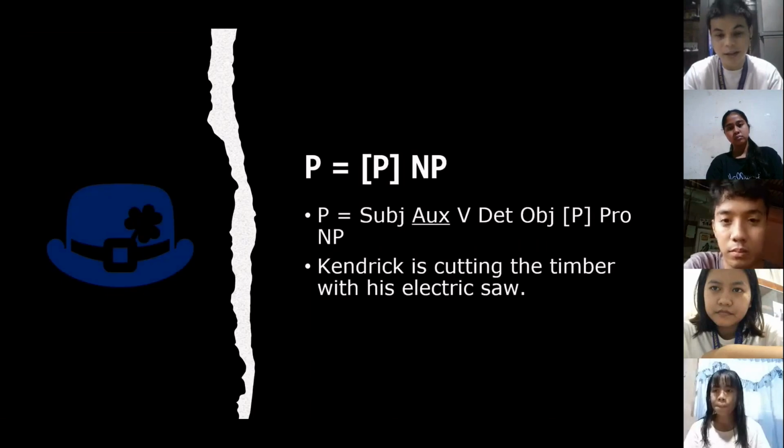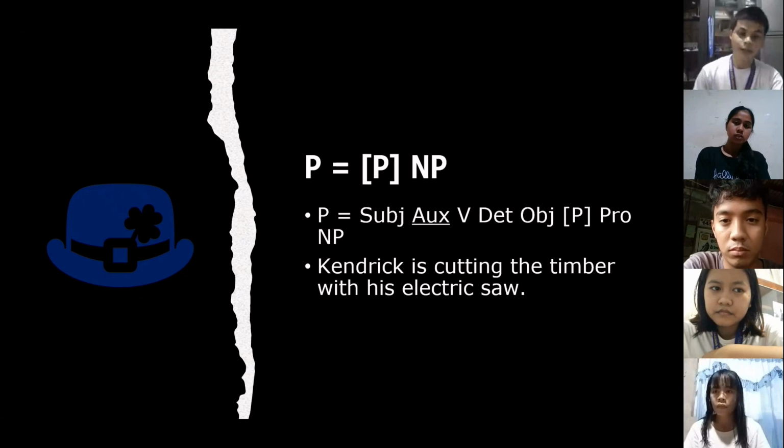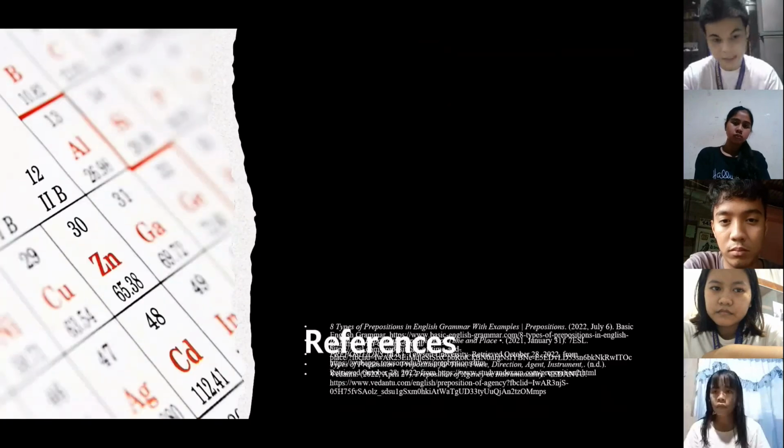Oh, there's another one. Kendrick is cutting the timber with his electric saw. Kendrick is your subject. Of course, is your auxiliary, your verb cutting, your determiner the, your object timber, and your preposition with. Then comes your pronoun his, and your noun phrase electric saw. So there you have it.